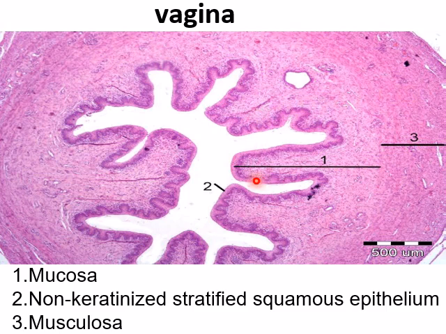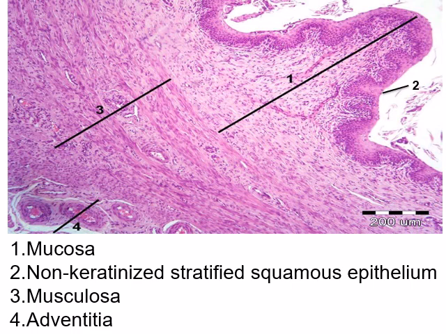The vagina is formed of mucosa, musculosa, and adventitia. The muscle layer is inner circular and outer longitudinal, and the adventitia is dense, containing many elastic fibers. Again, dear students, non-keratinized stratified squamous epithelium. Number 1 is the mucosa, 2 the lining epithelium, 3 the muscle layer, then 4 is the adventitia.